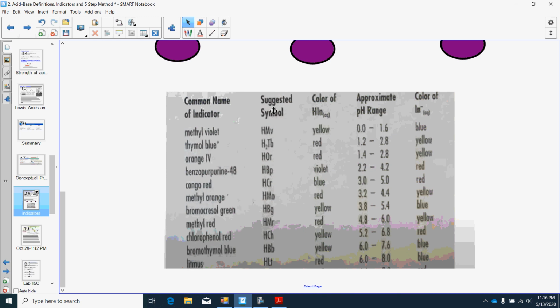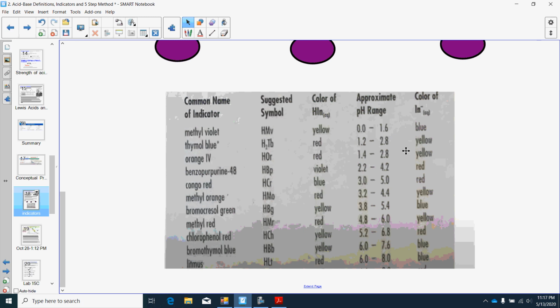And the first column here, as you can see, instead of HIn, they're actually putting in letters for the indicator. So this is HMV for methyl violet. This is, I don't think we have litmus, yeah, litmus, HLt for litmus. So they're using the general HIn, but putting in which indicator it is. Here we have the color of the HIn. When it's in its acid form, what color does it form? And when it's in its base form, what color does it form?